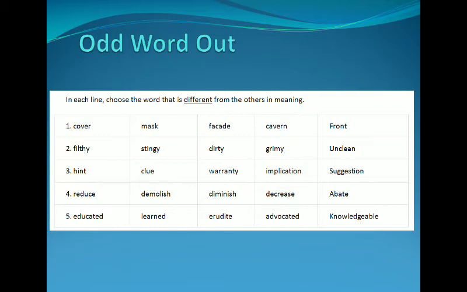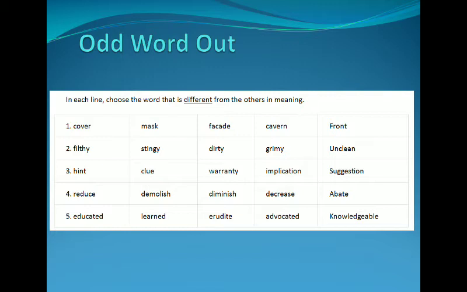Point number 1 says cover, mask, facade, cavern, and front. So now you can see that the cover is used to hold something or hide something. Similarly, a mask is used to protect yourself. It is a cover. A facade is also something that protects you from others. A front is also in terms of a protection, whereas a cavern is a cave. It's totally different from the other words. So the odd word out over here is cavern.